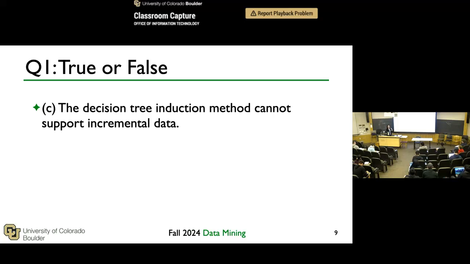Okay, so if you had a decision tree, say you have some sample data, you construct your decision tree, you're done, okay? And now you have more data. Okay, so the question is, how do you update? Can you update the tree without reconstructing, or do you have to start from scratch?